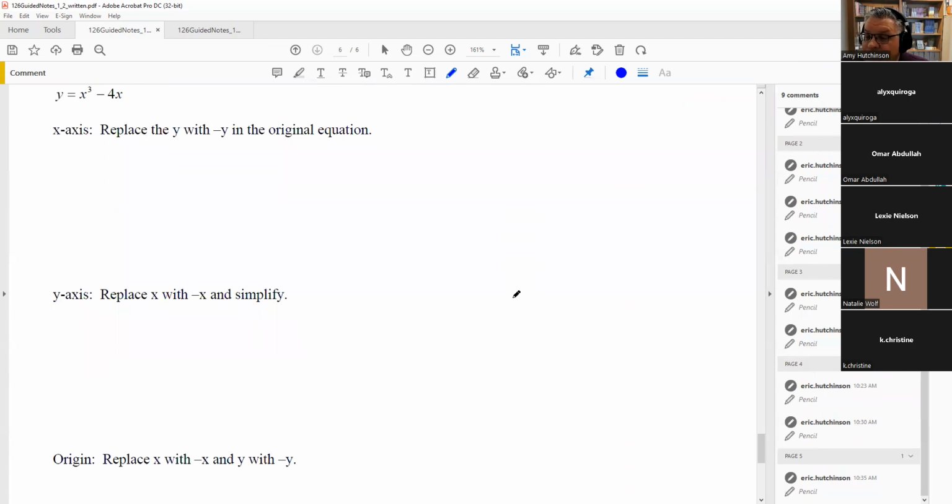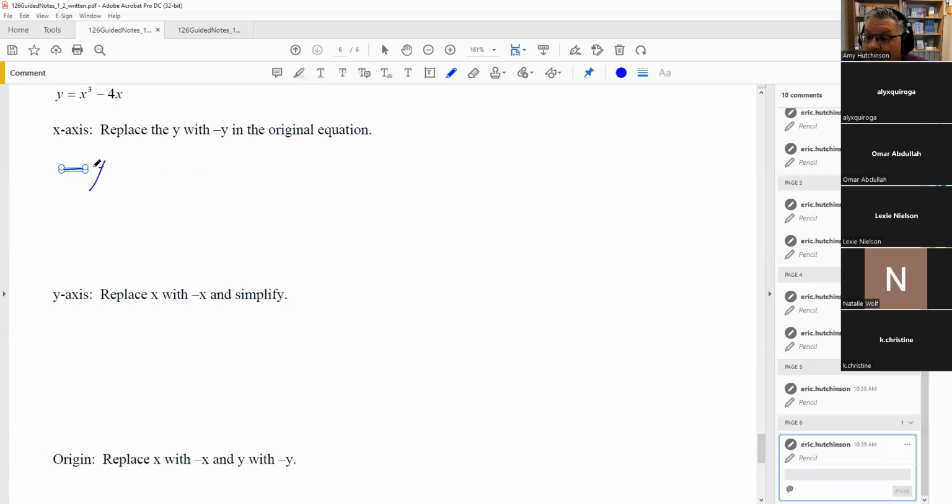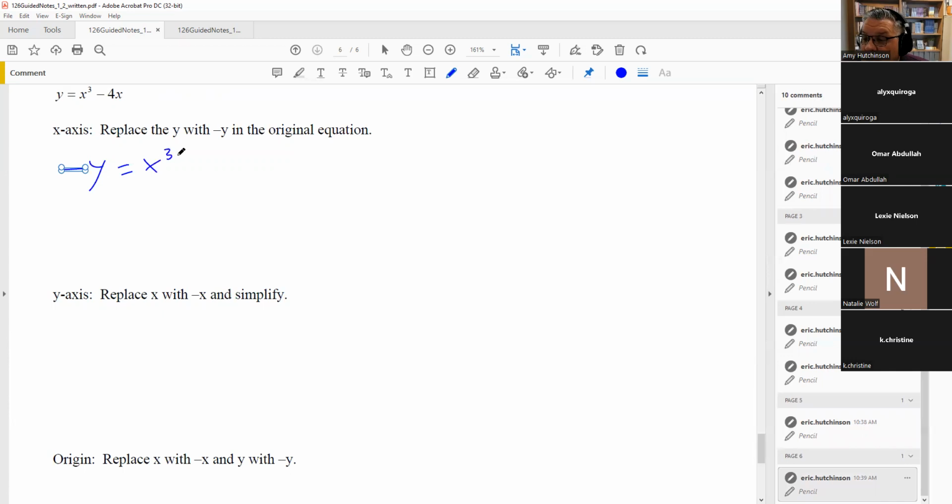Okay, so we got this one. Here's the original equation up here. We want to replace y with negative y in the original equation. So we're going to do negative y equals x cubed minus 4x. If we multiply this by a negative, that's just going to change these two signs. So already I can just go ahead and put no on that, because I already see that if I multiply by a negative, it's going to make this negative and that positive. That won't be the same as the original one. No matter what I do, I can't make it look like the original one. So we're going to say it doesn't have that symmetry.